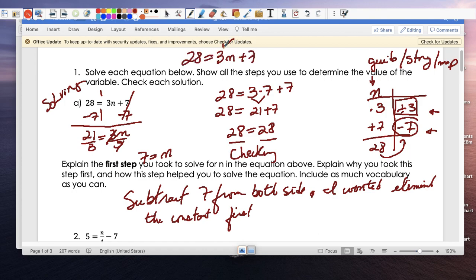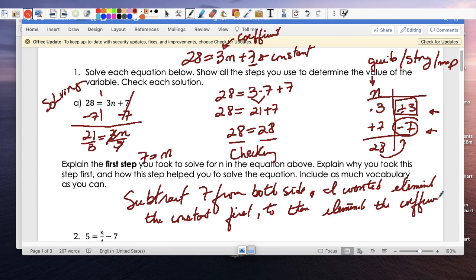The number multiplying the variable is called the coefficient, right? And this number here is called the constant because it never changes. It's forever and ever 7. So I wanted to eliminate the constant first, which is what we do, get rid of the 7. And then eliminate the coefficient in order to isolate my variable. All those fancy words in there.